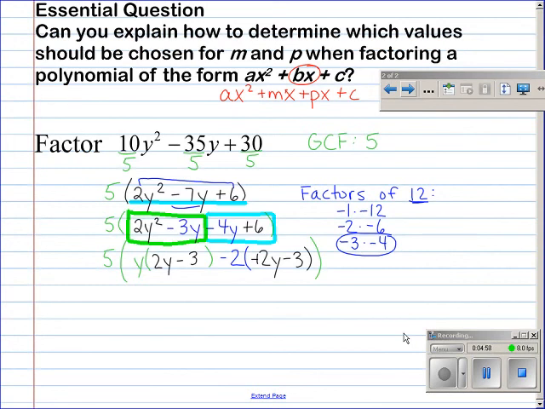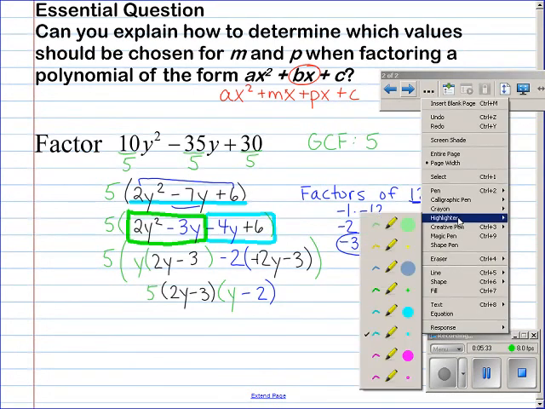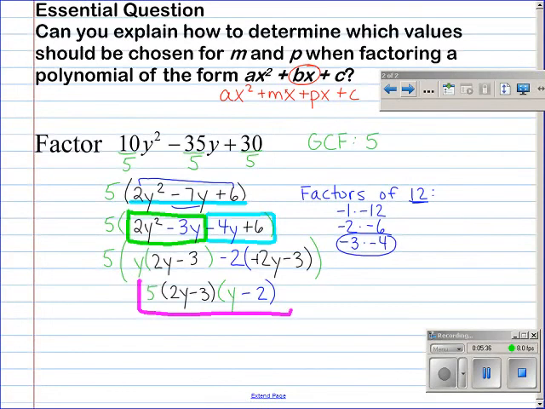So now both sets of parentheses say the exact same thing, so I know that one of my factors is 2y minus 3. If I factor 2y minus 3 out of that green group, I'm left with the variable y. If I factor 2y minus 3 out of that blue group, I'll be left with a negative 2. But don't forget that from the very beginning, we factored out a 5 for the greatest common factor. So in this instance, my answer would be 5 times 2y minus 3 times y minus 2.